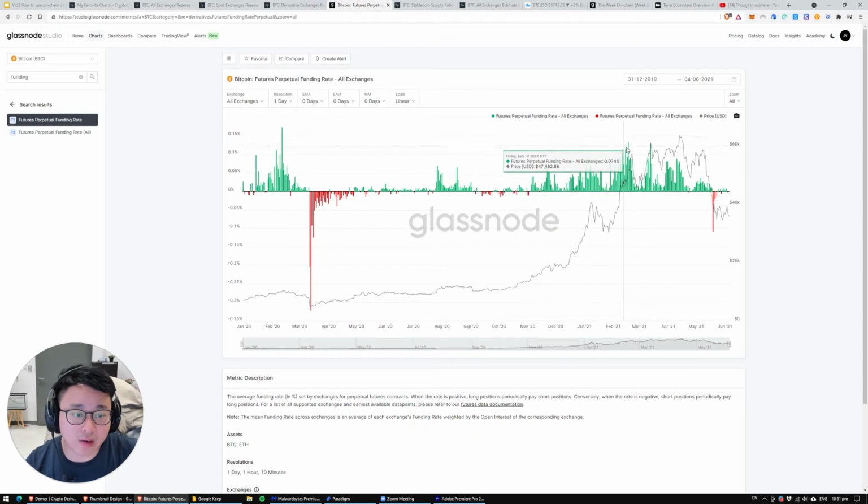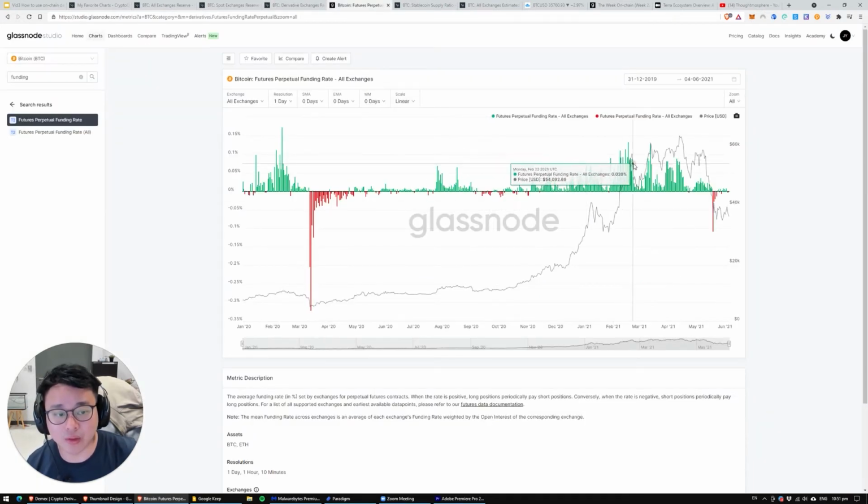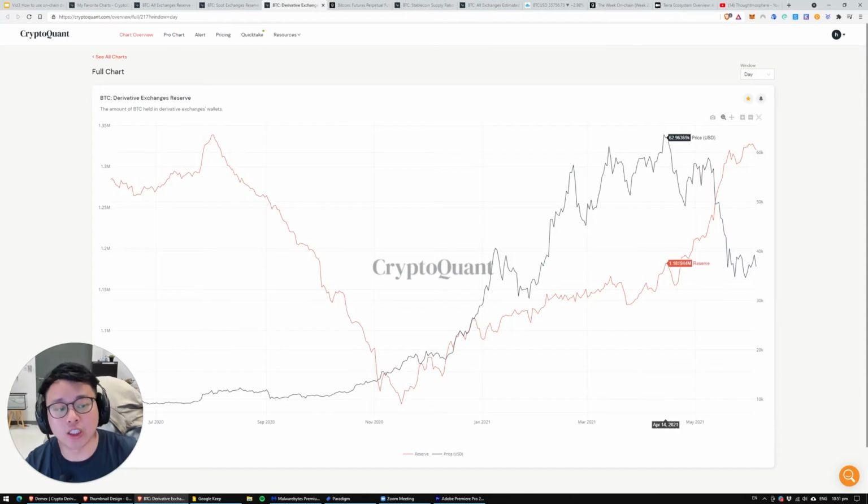So you notice that around February, we had the highest point in the funding rate. And around February here, we also start to see that the Bitcoin reserve starts to go up in derivative exchanges. So this is basically a way to logically assume that when more Bitcoin enters derivative exchanges and the futures rates are starting to drop, the Bitcoin that's entering derivative exchanges is meant for shorting purposes.